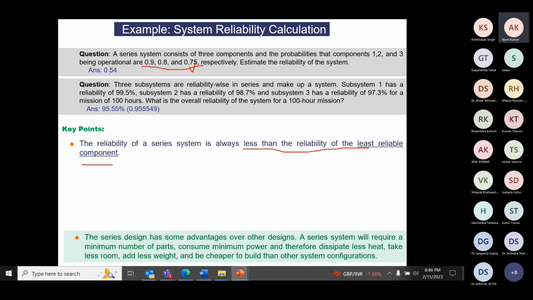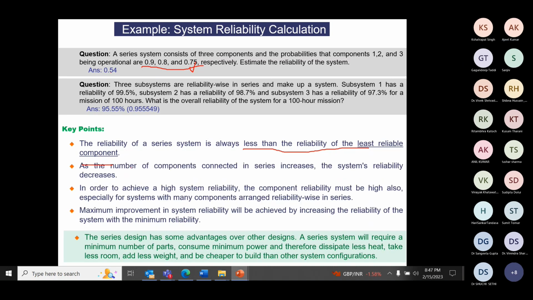So reliability of a series system is always lesser than the weakest point. You know, it becomes the weakest chain, reliability of the weakest chain. Okay. As the number of components increases, reliability decreases.